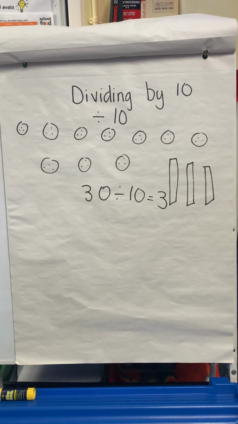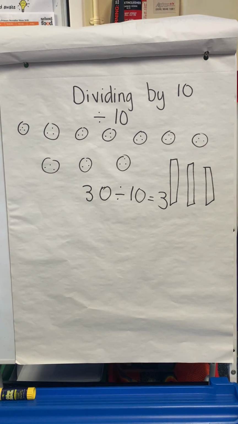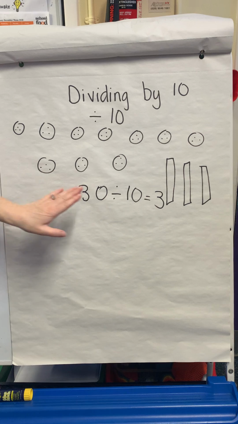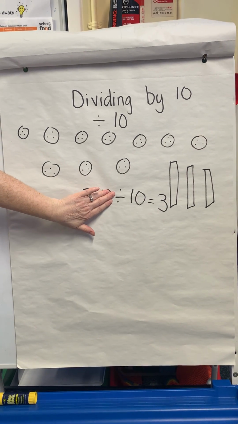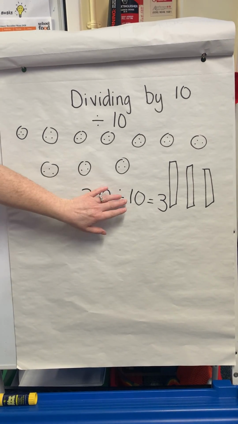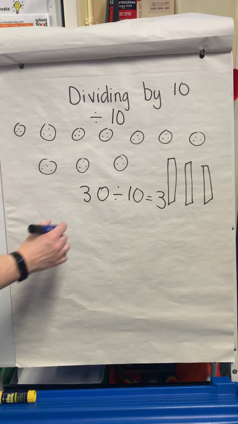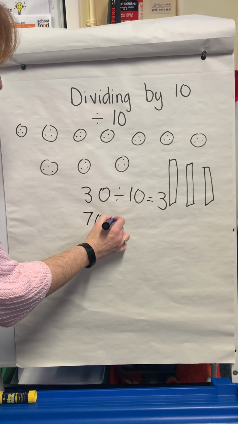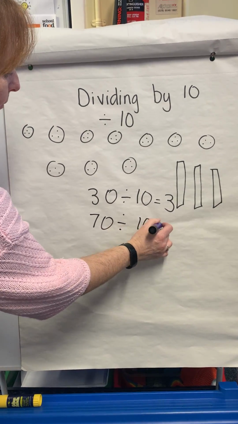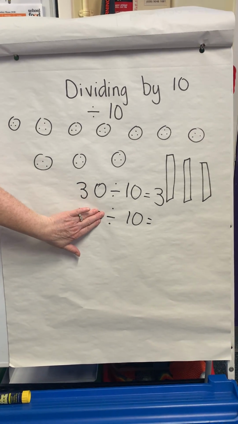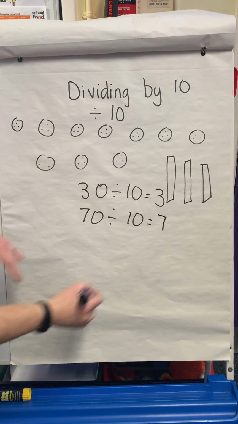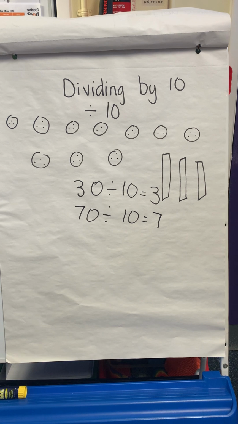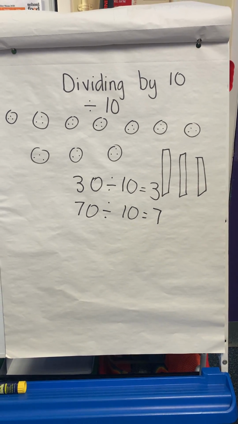Now look, there's a very easy way. Some people say, oh, we just take off the 0. And 30 divided by 10 would be 3. 70 divided by 10, if we just followed that rule, would be 7. And that works when we're just doing our simple tables.